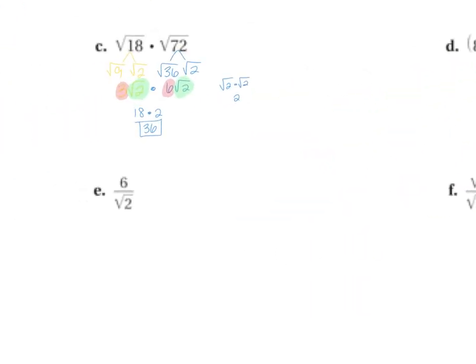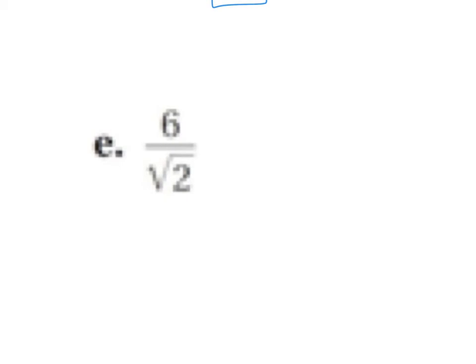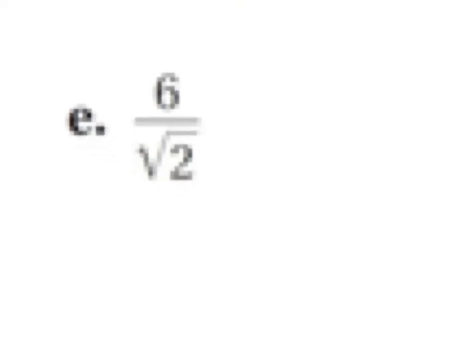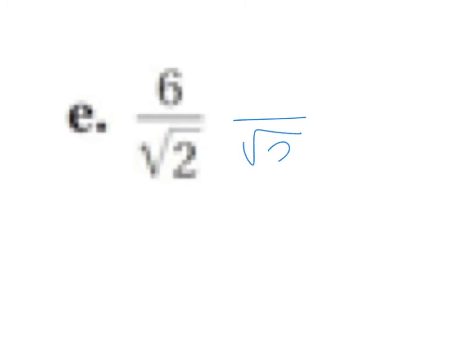All right, almost done with these. This one. So on this one, if you remember, you don't want to leave any square roots in the denominator. So how you do that is what's called rationalizing the denominator. So you're going to multiply it by the square root of 2 over the square root of 2.